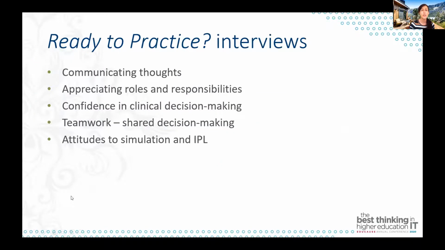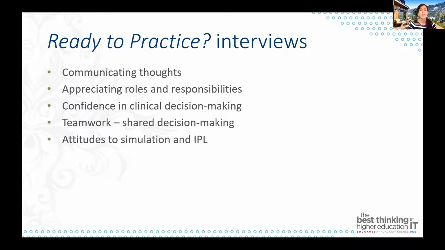And so with the interviews, there were quite a few themes that came out of that. And the simulation enabled students to communicate their ideas, to clarify their own role in patient care. It helped them to gain insight into others' knowledge and skills, and they saw collaboration as an opportunity to share decision-making and responsibility.